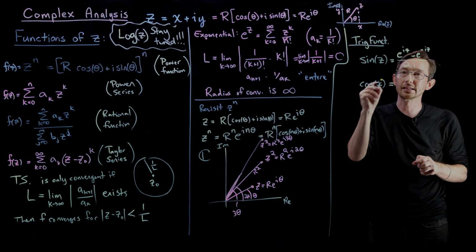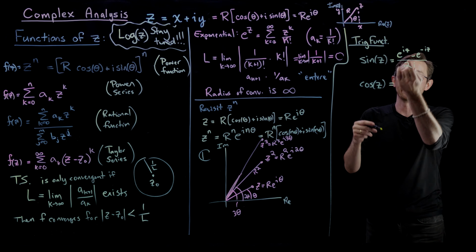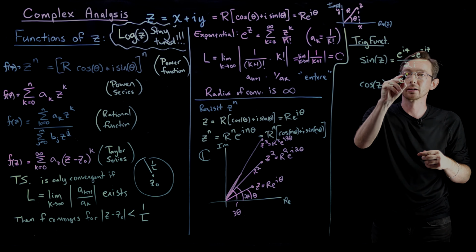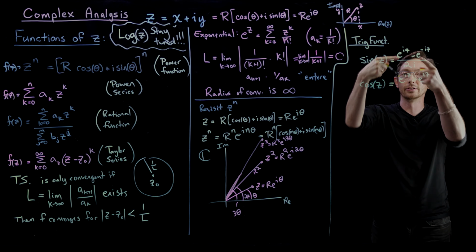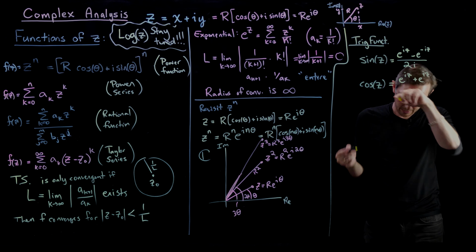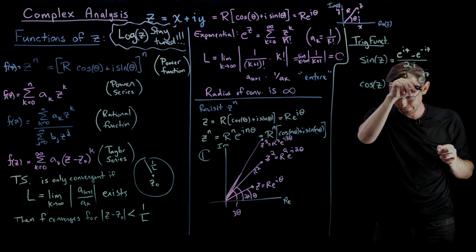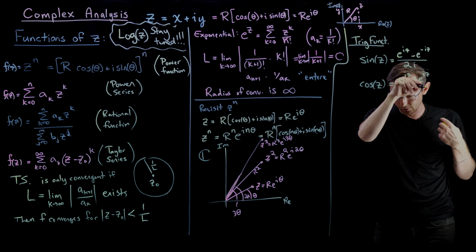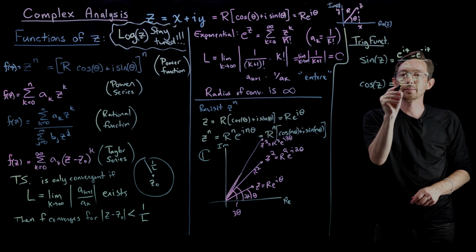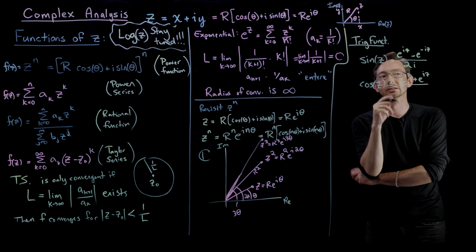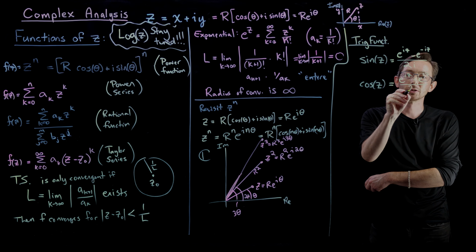Similarly, for cosine of z, I'm assuming you add these. I'm not even going to look at my notes, because that kind of has to be true. If this kills all the even terms, this will keep all of the even terms. And instead of dividing by 2i, ooh, I can't remember if this is divided by 2i or 2. 2?